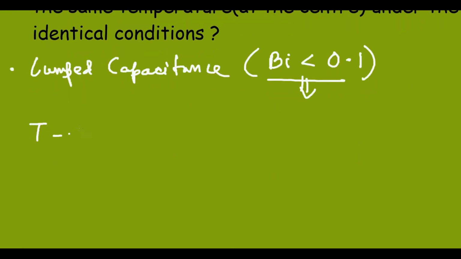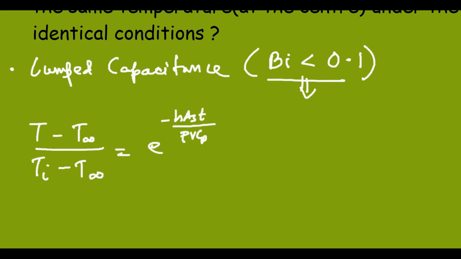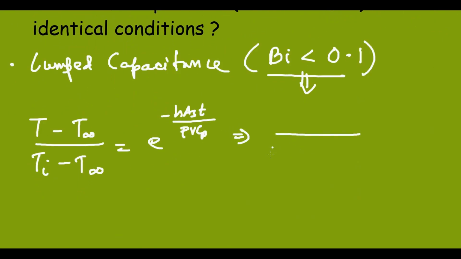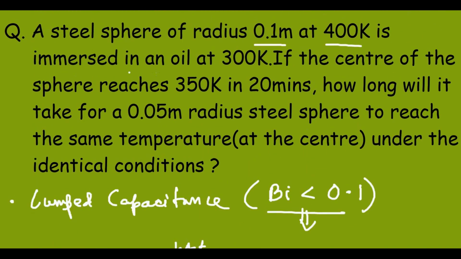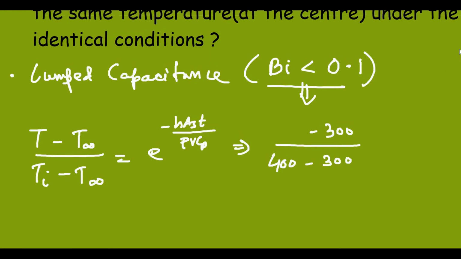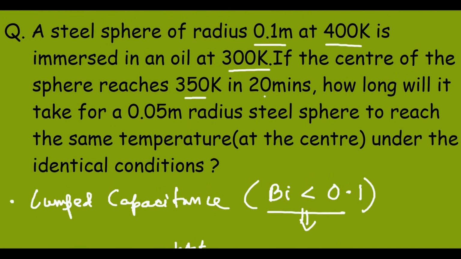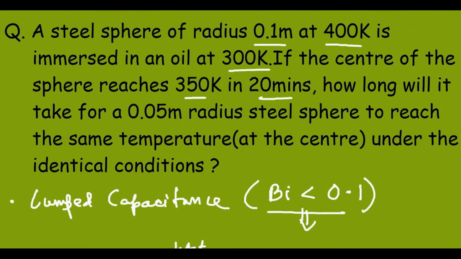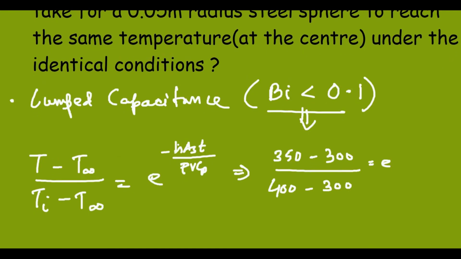The equation that we had is (T minus T infinity) divided by (Ti minus T infinity) equals e to the power of minus h A_s t by rho V Cp. This is the equation that we had. Now what is mentioned here is a steel sphere of radius 0.1 meter at 400 Kelvin, so Ti is 400. We can start putting the numbers in. This will be 400. Now it is immersed in an oil at 300, the temperature of the oil is given as 300 Kelvin, so this will be 300, this will be 300. If the center of the sphere reaches 350 Kelvin in 20 minutes, the time is given, and the temperature at the time of 20 minutes is 350 Kelvin. It is mentioned over here. So this is equal to e to the power. What they have given here is that h is not given, Cp is not given, and rho is also not given.